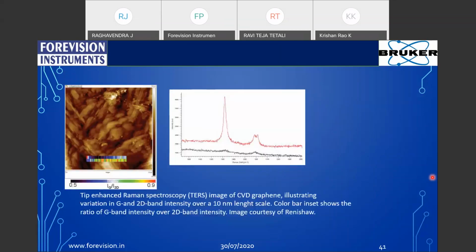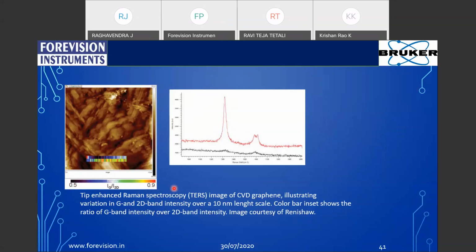So this is one of the images of 2D graphene grown by CVD. And you can see a label where we have measured the TERS of the 2D band intensity with respect to the G band intensity, and the intensity ratio of Ig to I2D is shown in the color band here. It varies from 0.5 to 0.9. So this is what you can obtain using AFM TERS imaging.